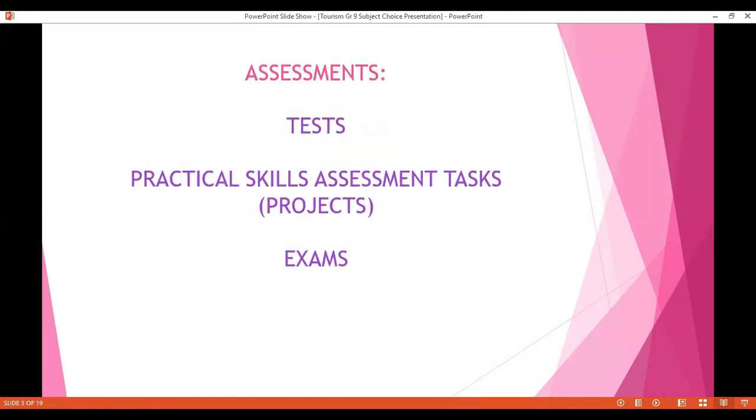For assessments, you will do tests per term. You will do 2 exams, your June and end year exam, and you will do 2 projects, or as they are now referred to, practical skills assessment tasks. And this is for grade 10, 11, and 12. And we will do the projects in term 1, 2, and 3.